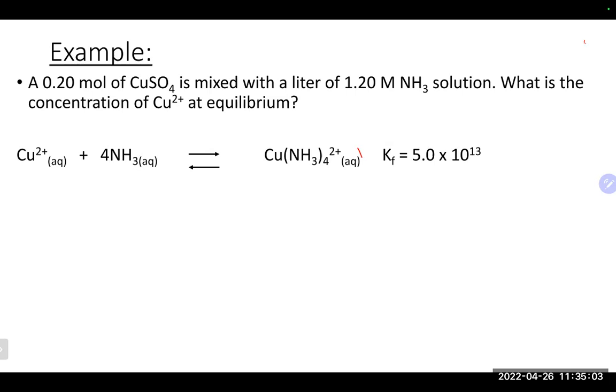Okay, so we're obviously going to pick up where we left off earlier this morning. We were finishing up talking about the last equilibrium in this chapter, which is KF, again the equilibrium constant for complex ion formation.